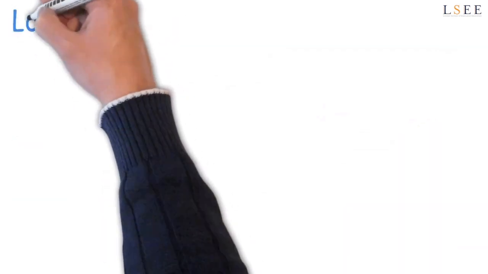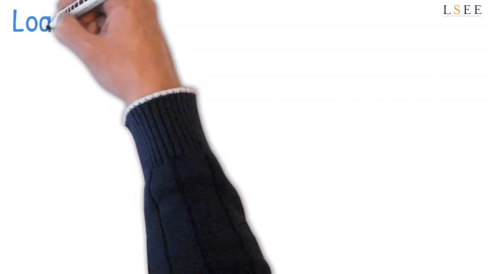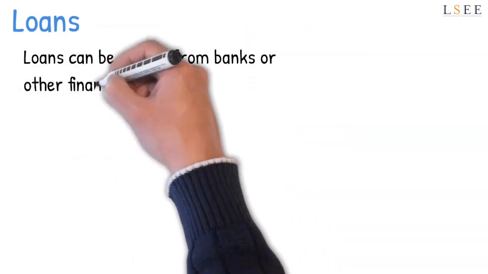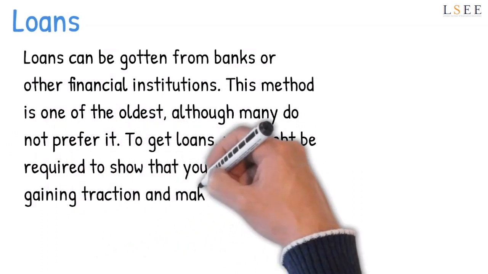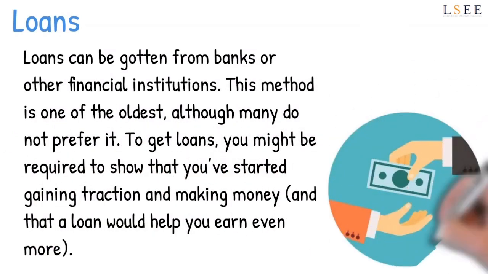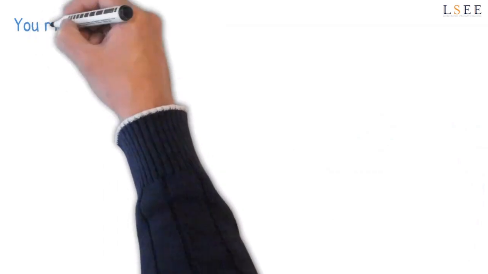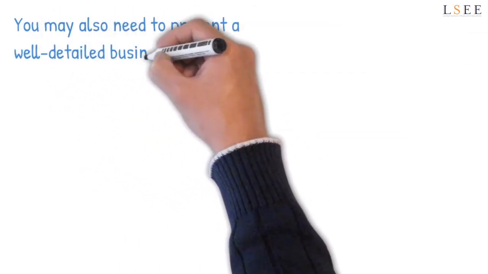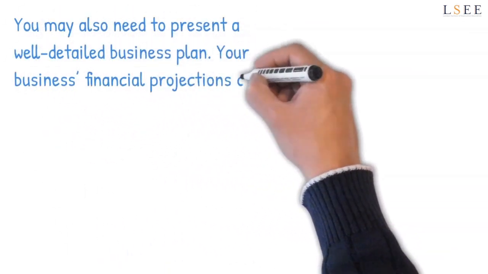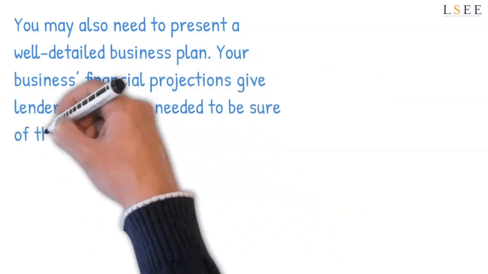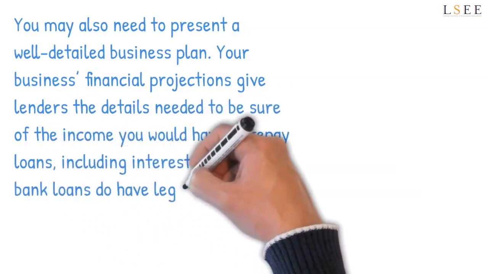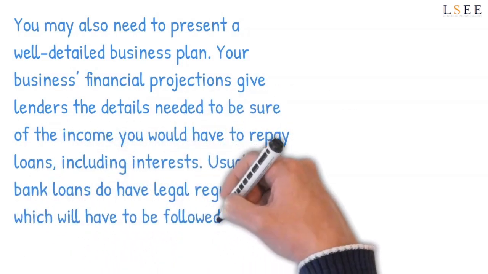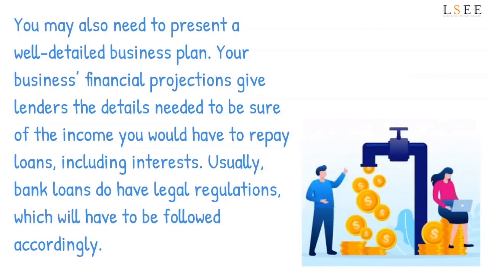Loans. Loans can be gotten from banks or other financial institutions. This method is one of the oldest, although many do not prefer it. To get loans, you might be required to show that you've started gaining traction and making money, and that a loan would help you earn even more. You may also need to present a well-detailed business plan. Your business financial projections give lenders the details needed to be sure of the income you would have to repay loans, including interests. Usually, bank loans do have legal regulations, which will have to be followed accordingly.